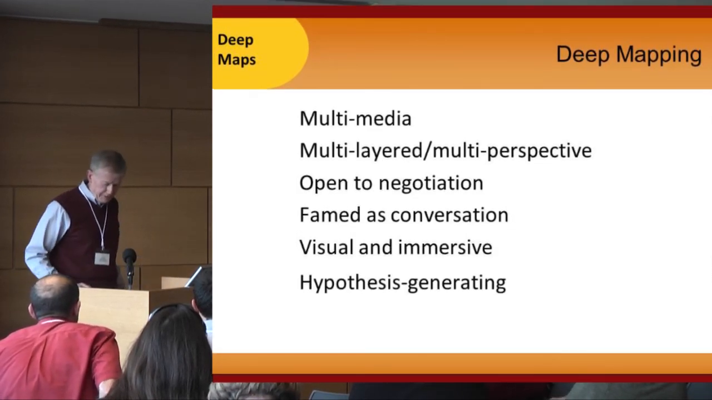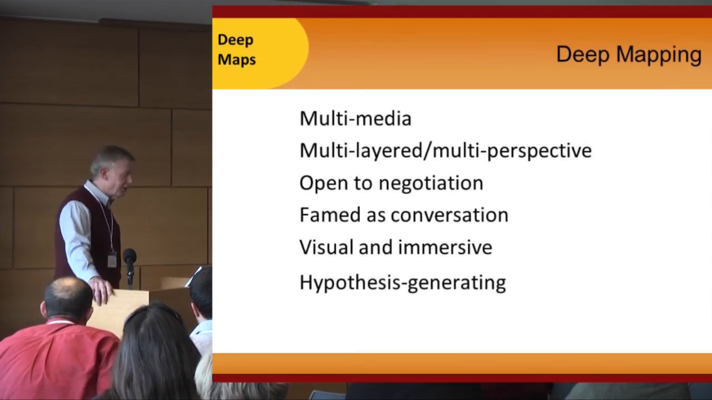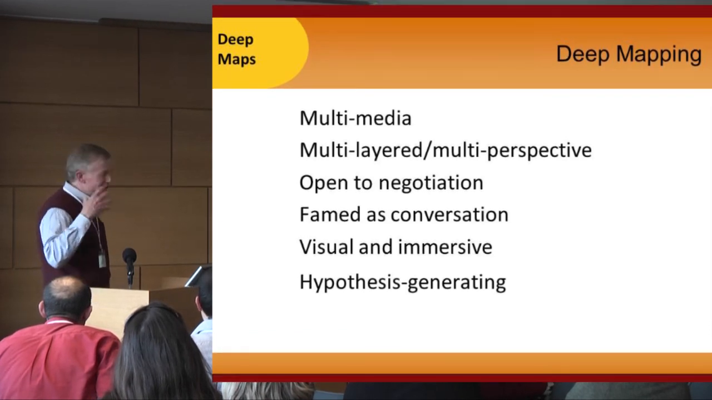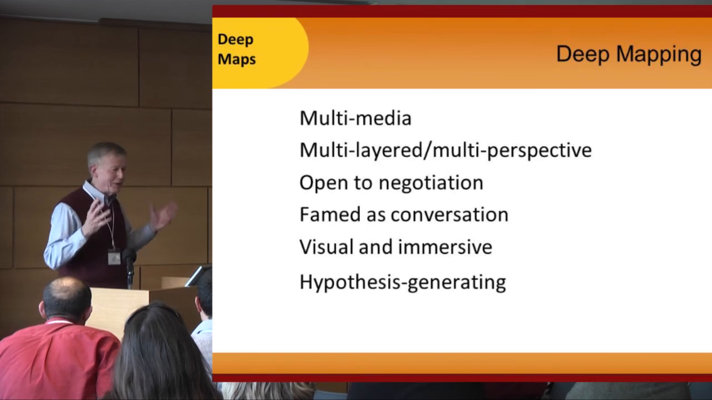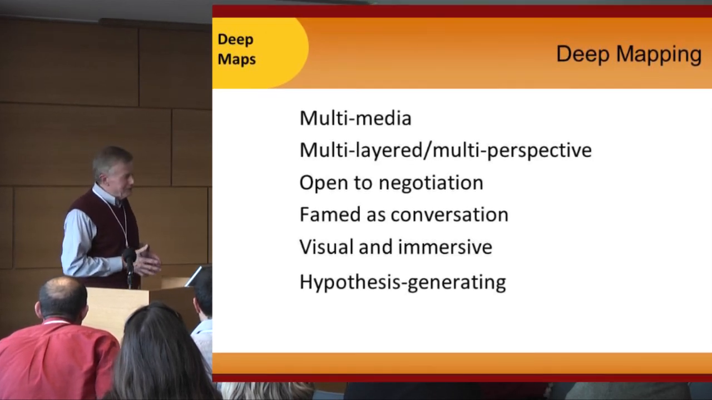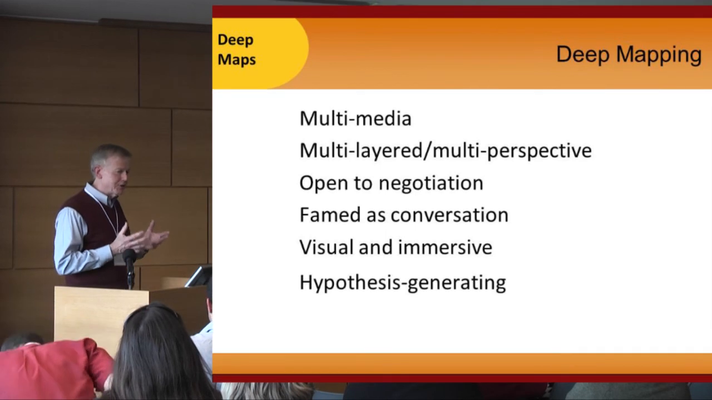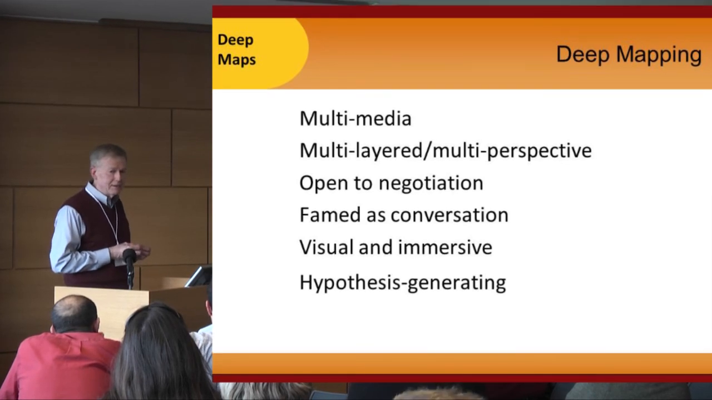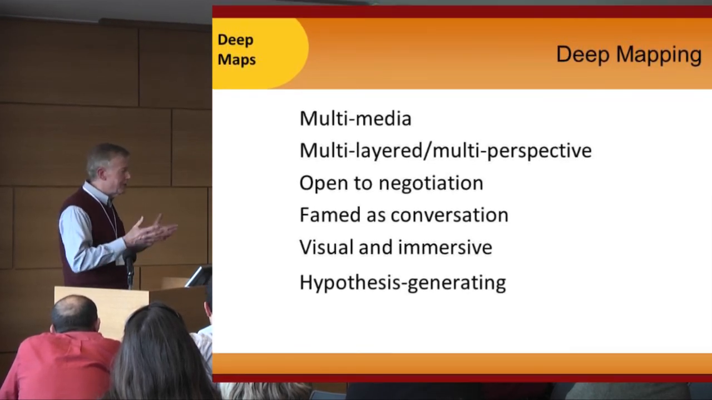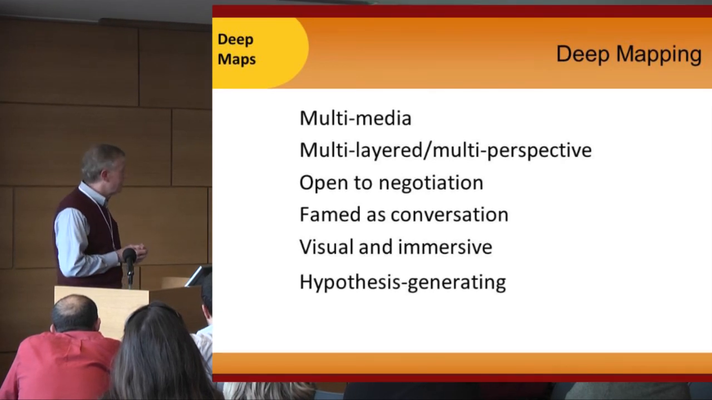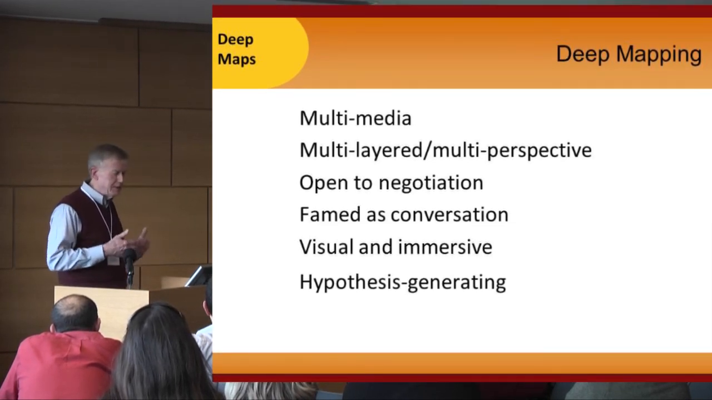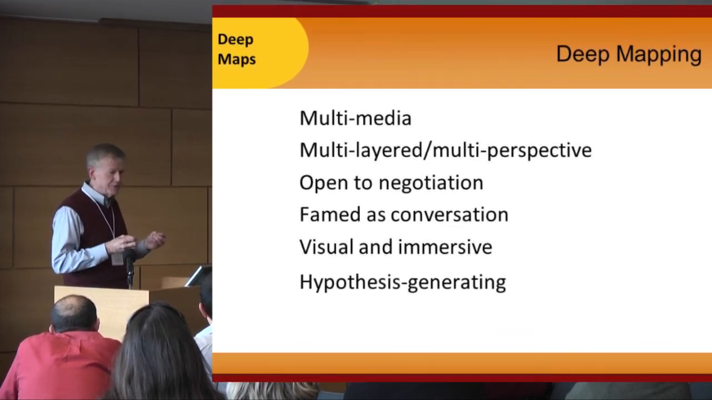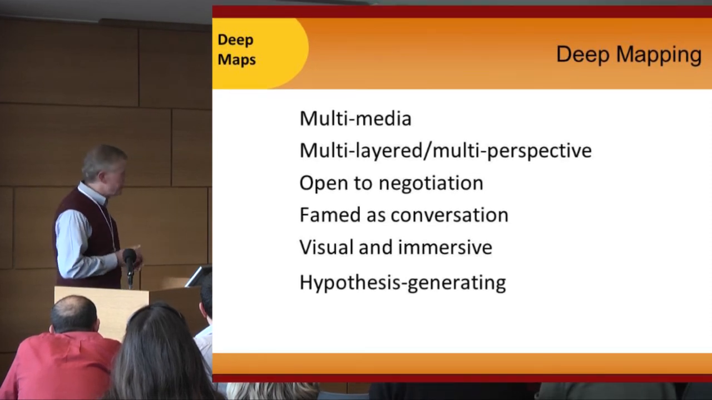Now, a deep map is, it's becoming clearer to me. I've used the term because I think it's actually an attractive marketing term. Everybody seems to resonate with the notion of a deep map. We seem to bring our own images to it. But in fact, I think there is something about a deep map that is compelling, and that is that it is not restricted to quantitative data. It includes all the data that we use, all the evidence that we use as humanists in our work. So it is, by definition, a multimedia and multi-layered map. It embodies, in its very essence, multiple perspectives. And it is open to negotiation.